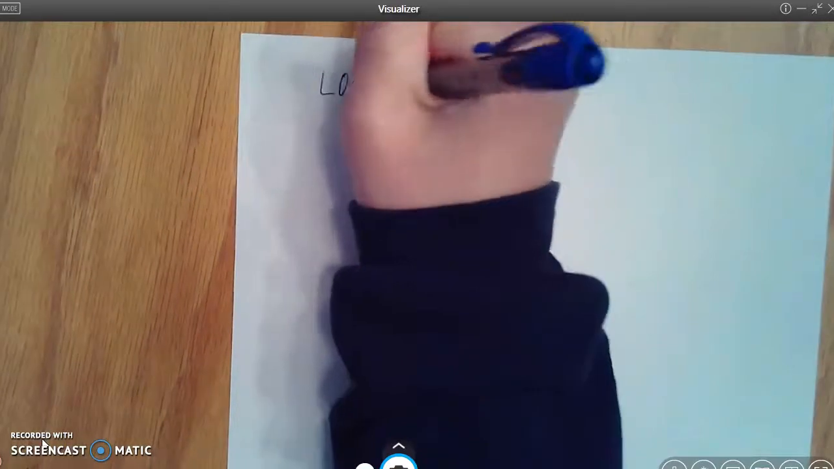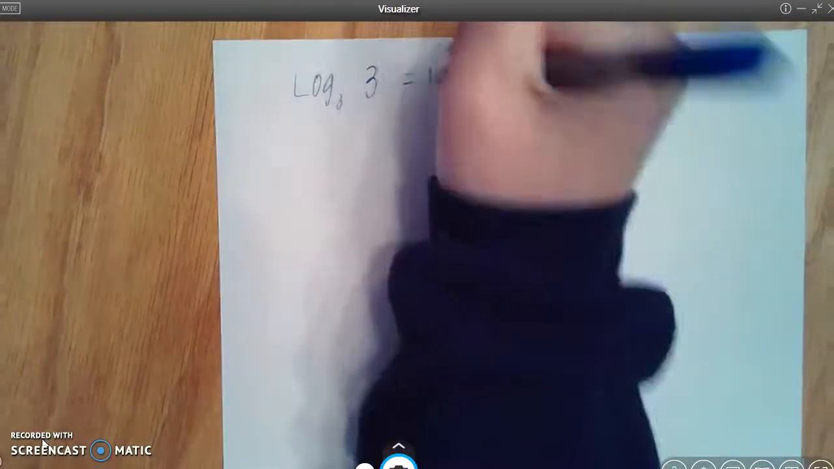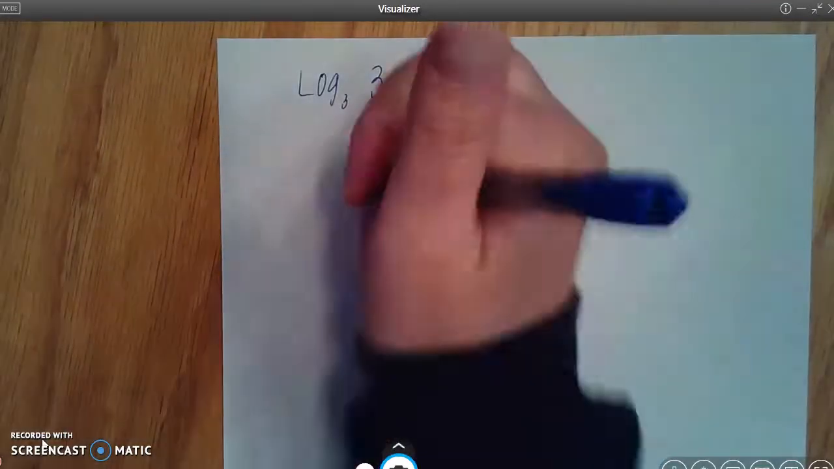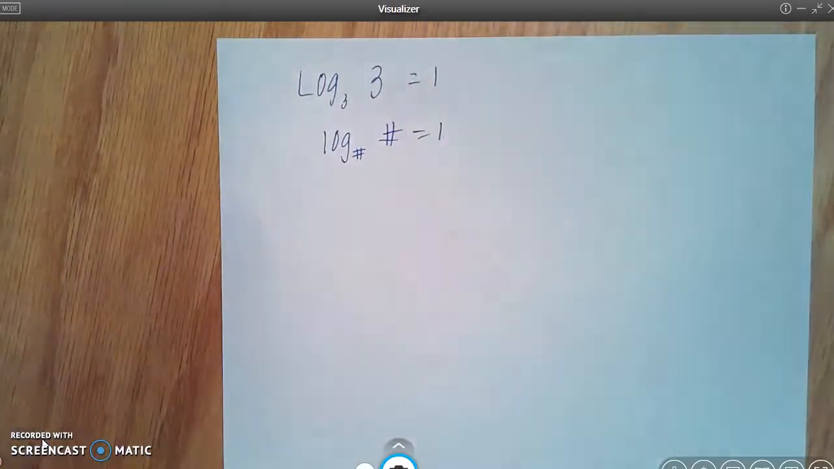So, the quiz that you took last Friday, a lot of you got this question wrong, and you asked me how to simplify it. If I have log base 3 of 3, most of you left that as your answer, but this actually simplifies down to 1. That's the case for any of them. If I have log base a number of that same number, it will always equal 1.